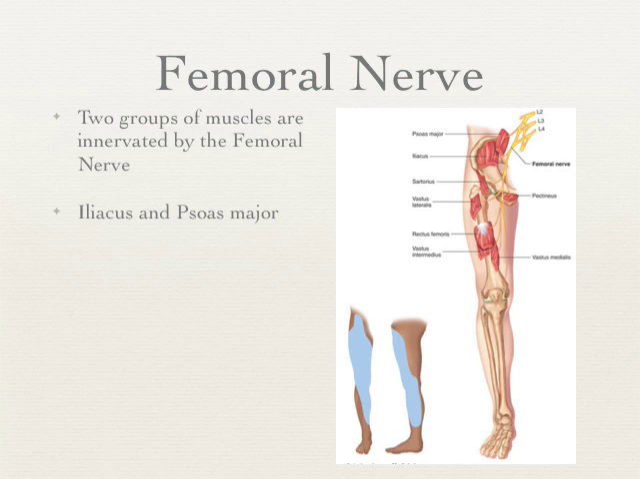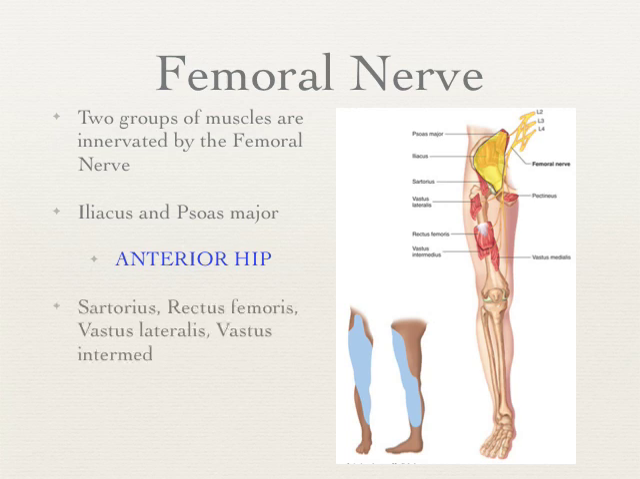Now, it turns out that psoas major and iliacus make a group, don't they? What group do they make in your handout? Anterior compartment of the hip. Iliacus, psoas major, anterior compartment of the hip. Okay, now what's the other group of muscles? Sartorius, rectus femoris, vastus, vastus, vastus. Five muscles in one group. Which group? Anterior compartment of the thigh.